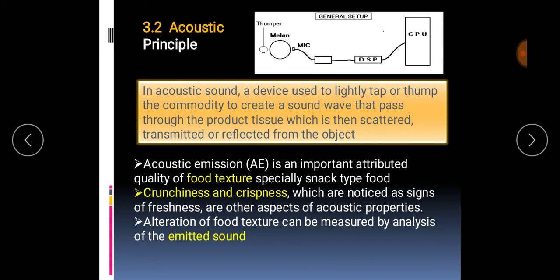See, acoustic emission, AE, is an important quality attribute of food textures, especially snack type foods. The crunchiness and crispiness which are noticed as signs of freshness are other aspects of acoustic properties, and alterations of food textures can be measured by analysis of the emitted sound.